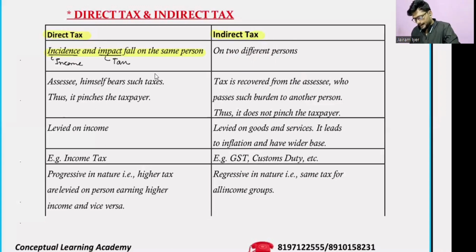Now, in direct tax, the assessee himself bears such tax, thus it pinches the taxpayers. Why is he bearing such taxes, and why does it pinch? This is the same thing that we discussed: you don't even know about the GST, but you know about the direct tax. Why? Because it is the direct thing which you are paying to the government from your own pocket. You are filing your ITR, you are giving the statement of income, and by that some tax is calculated, and you yourself have to pay it from your own pocket. So it pinches you more.